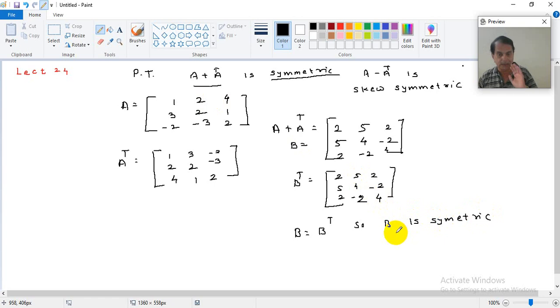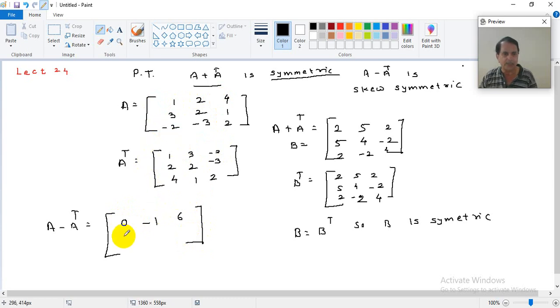And now, whenever I want to prove A minus A transpose is skew symmetric, what will I do? A minus A transpose we have to calculate, so subtraction we have to do. This is A transpose. So 1 minus 1 will be 0. 2 minus 3, so minus 1, and this is 4, this is 2, so 4 minus minus 2 becomes 6. Now second row, 3 minus 2 is 1.